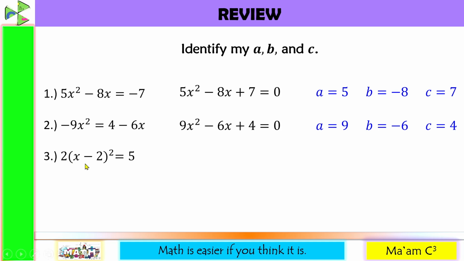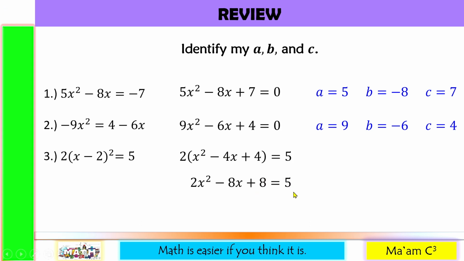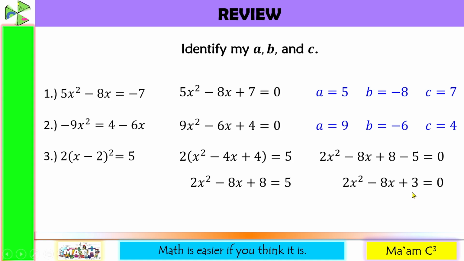Number 3, we have to simplify this one first. And this is x squared minus 4x plus 4. Let us distribute this 2 here. 2 times x squared is 2x squared. 2 times negative 4x is negative 8x. And 2 times 4 is 8. Let us move 5 on this side and equate this to 0. 8 minus 5 is equal to positive 3. From here, we can identify A, B, C, and A is equal to 2. B is equal to negative 8 and C is equal to 3.